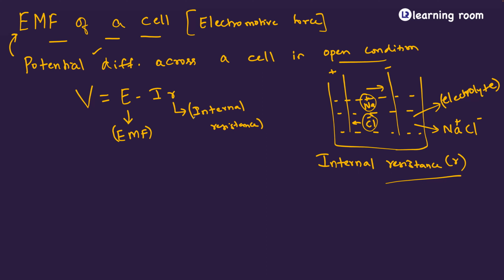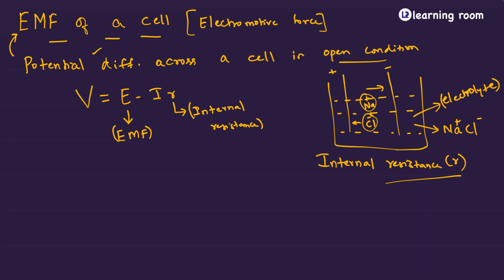That is the reason why EMF and potential drop will not be the same. This EMF is the potential difference that occurs under open condition. From here, it is going to lose some energy, so that is going to be the net effect. Why this expression has come, I'll explain slowly. I'll show you the derivation of it. But as of now, try to understand that this is what is going to happen.